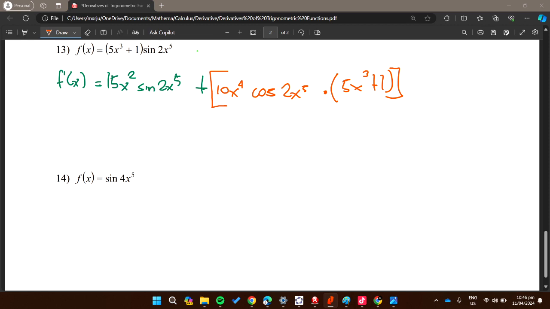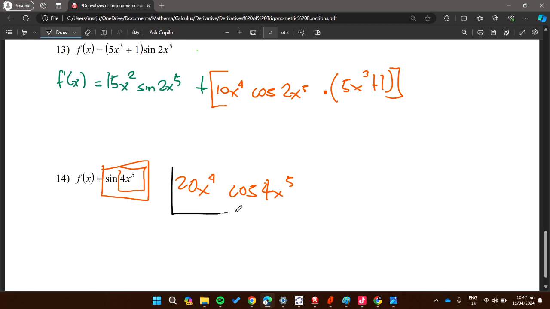20x to the power of 4 cosine 4x to the 5th power. Okay. So again, very straightforward, no? Very straightforward. Derivative of that is just 20x to the 4th, and then derivative of the entire thing, that is just cos 4x to the 5th. So, ganun lang. Alright? So, ito yung ating sagot for this item.